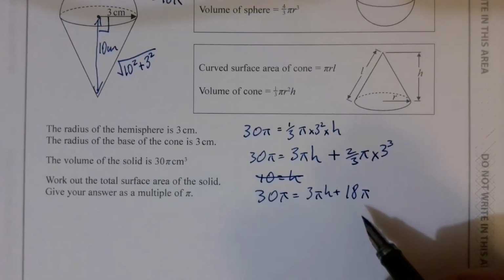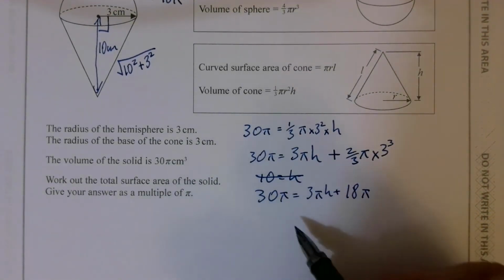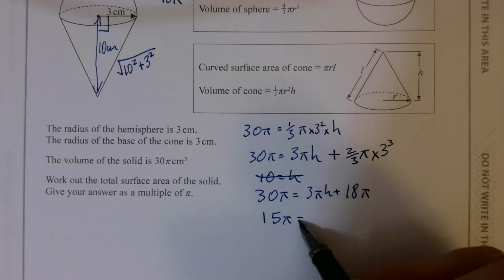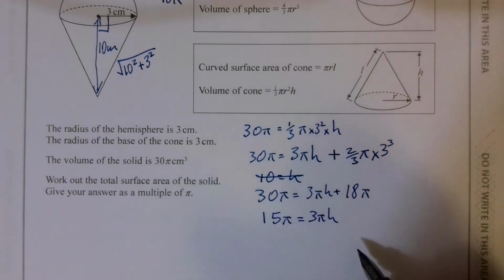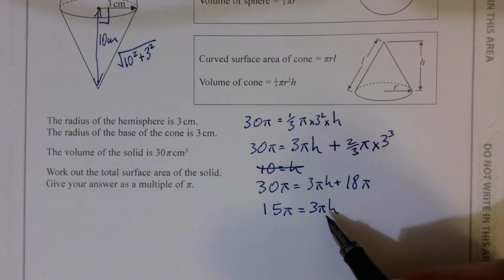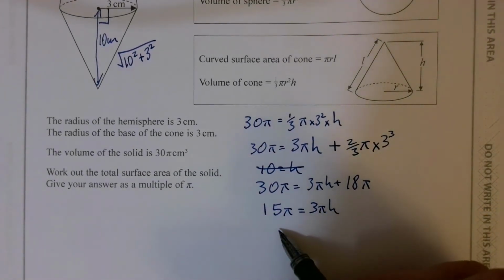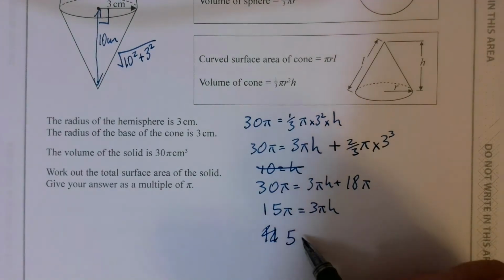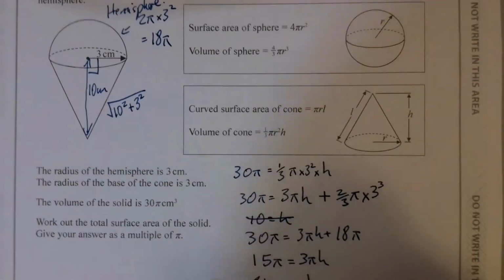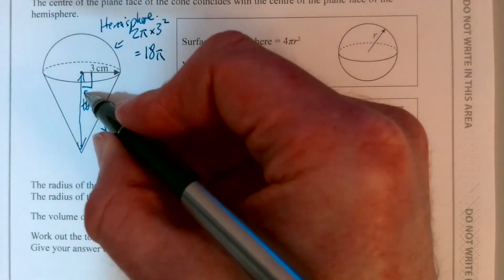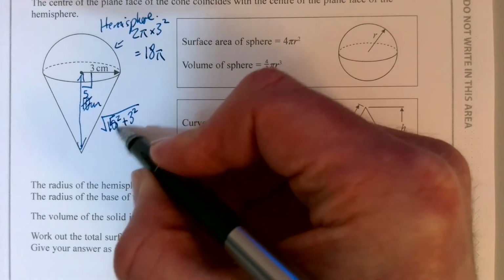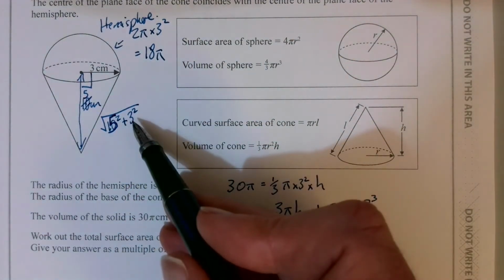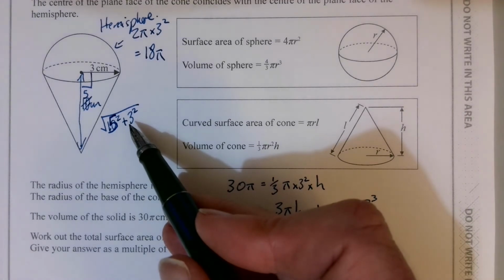So now if I take 18 pi away, that gives me 15 pi equals 3 pi h, which means I can divide both sides by 3 pi, and so 3 into 15 goes 5, and pi into pi goes once, so 5 equals the height. So now we have a much more normal looking cone here, and this is a Pythagorean triple because 5 squared plus 3 squared is 25 plus 9.